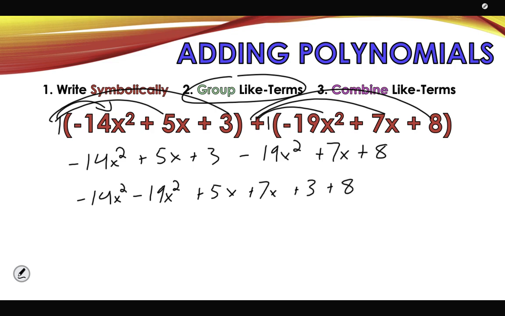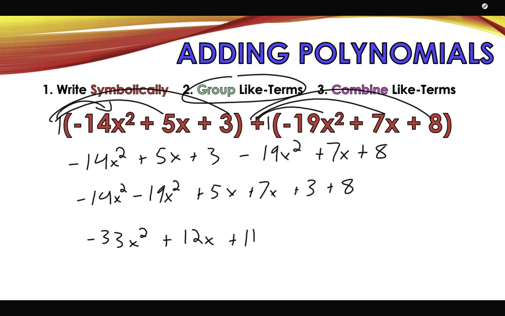Negative 14 minus 19. If I am doing this question in my head, I would actually probably think, okay, what's 14 plus 19? And then make that final answer negative. Either way, you get that. And then you get that. And then you get that.